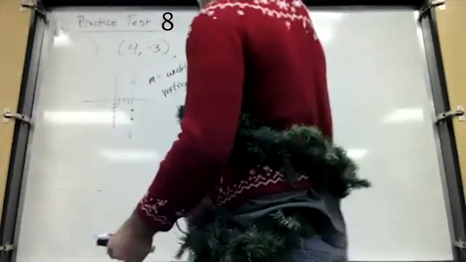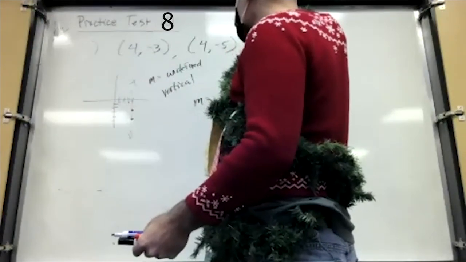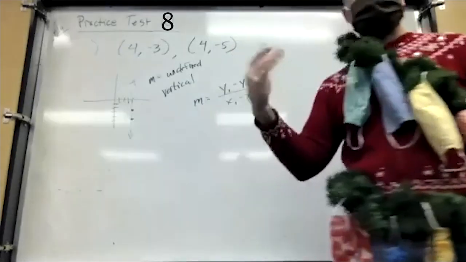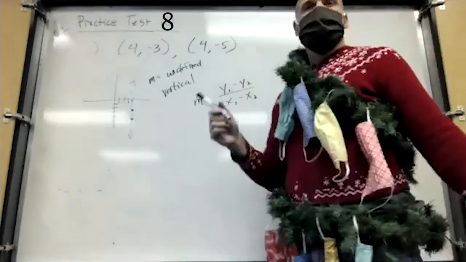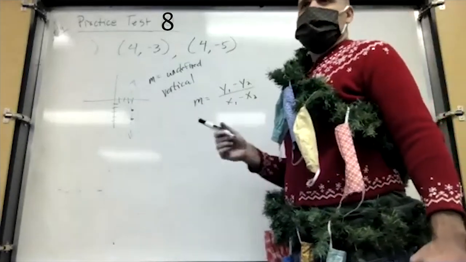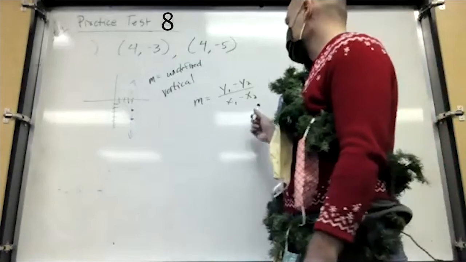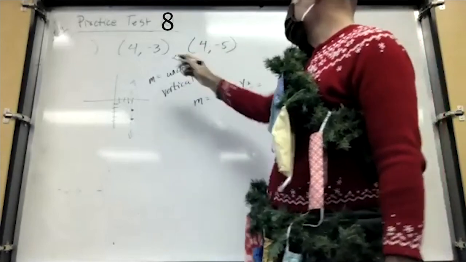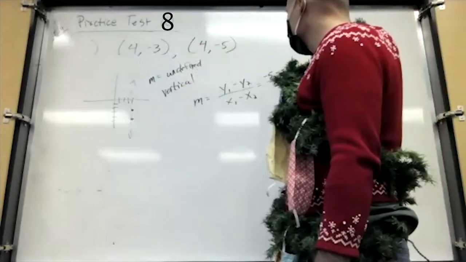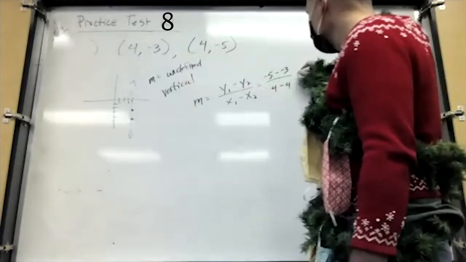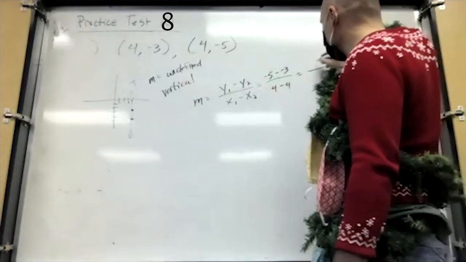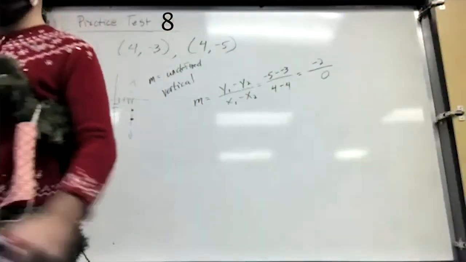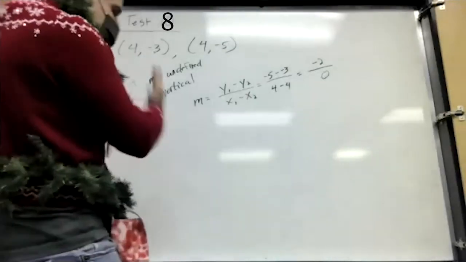If you wanted to use a slope formula, it's just M equals difference of y's over difference of x's, right? Because y's measure rise and x's measure run, okay? So this is rise over run. So -5 minus -3. But then you got 4 minus 4, and that's going to be something over 0. So this is undefined. Anything divided by 0 is undefined. Okay? So if you graph it, you can see that it's vertical.